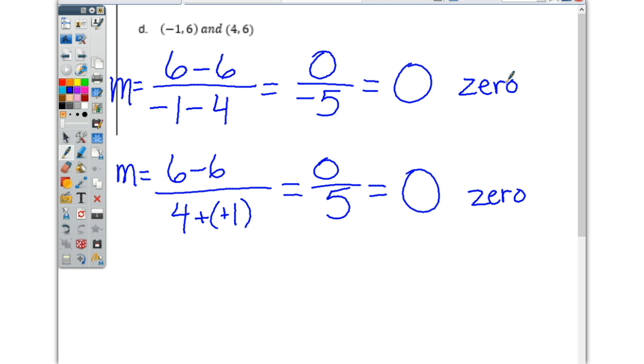You have to write it as 0. You don't leave it like that, all right? I want to know that you know the difference between the 0 and the undefined.